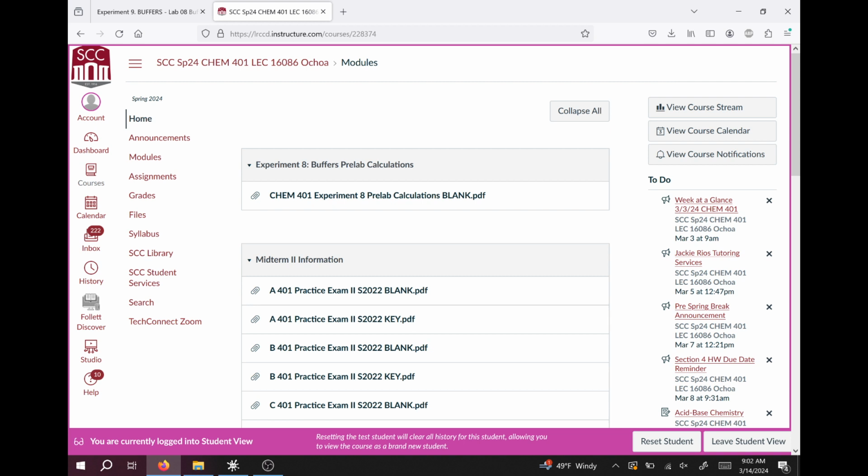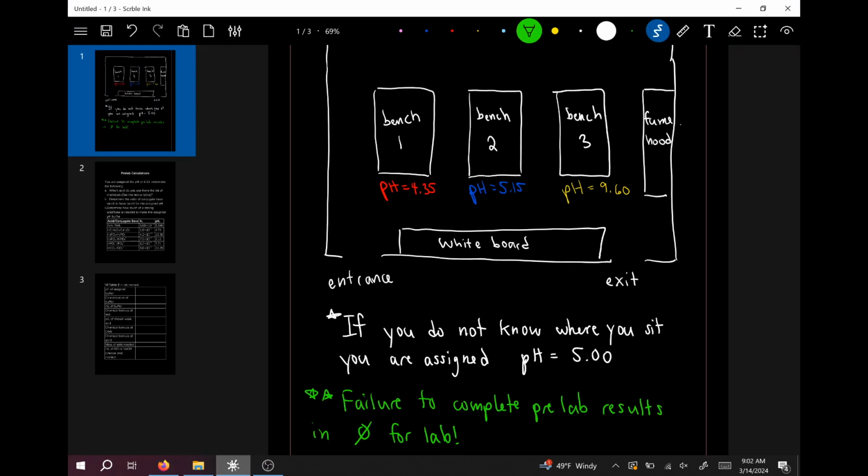At the very top of the home page, I've added a new module, Experiment 8, Buffers Prelab Calculations. Now, by the time you see the home page, this module is also going to include a link to the annotated notes for this discussion, and it's also going to include a link to the YouTube video where I'm talking about the recording itself. So it's going to be a little bit different than what you see on the screen, but that's because I haven't actually posted it yet. All right, so let's go back to our discussion here.